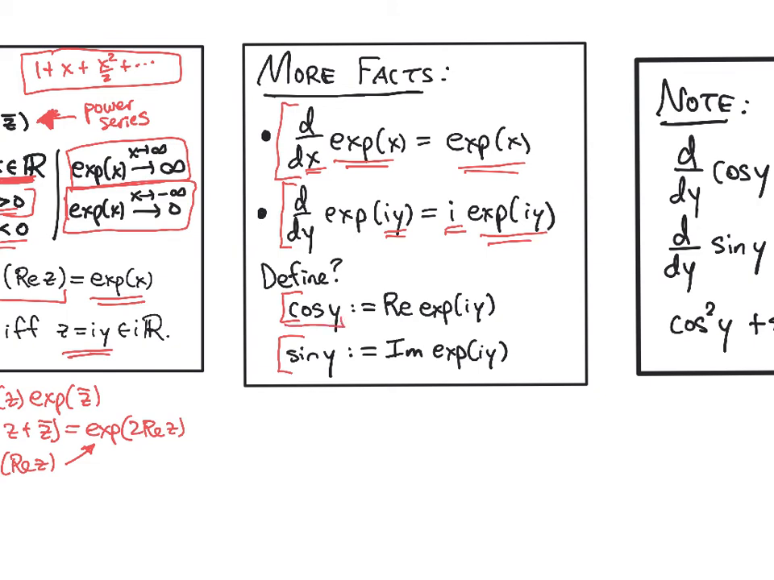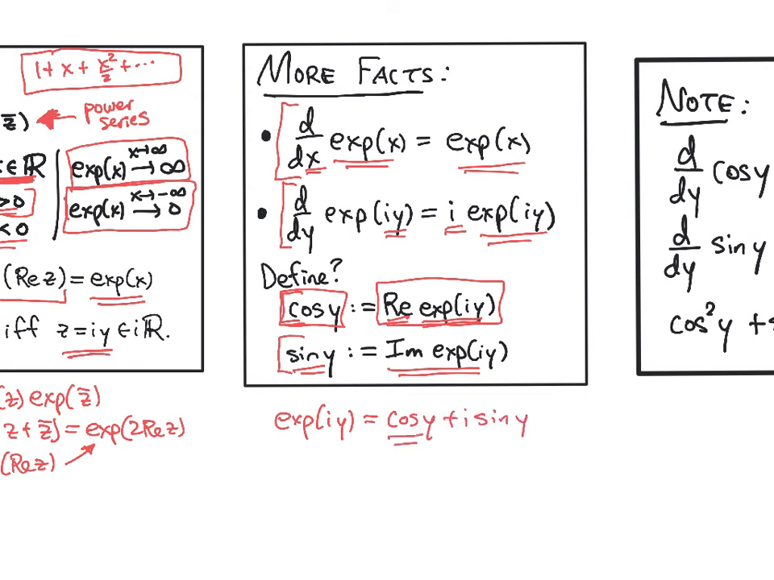So you can define cosine of y to be the real part of exp of iy. So remember, this will be a complex number of modulus 1, and so its real part will be between -1 and 1. And the same goes for sine y, which we define as the imaginary part of exp of iy. So we're building the trig functions so that by definition, exp of iy is cosine y plus i sine y. So cosine and sine in this perspective are just pieces of the exponential.